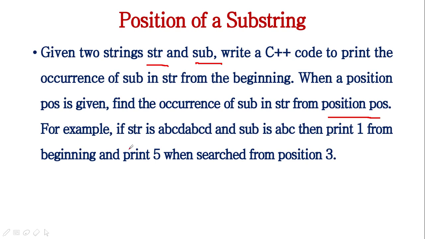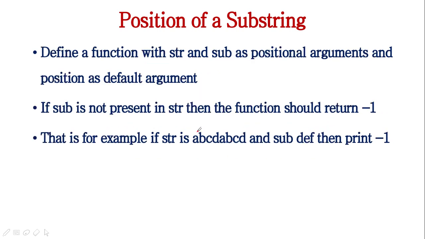So, for example, if str is ABCDABCD and sub is ABC, you are going to search for ABC in ABCDABCD. When you are not given a position, you have to search from the beginning of the string str. So your code should print 1. Here we are going to follow human indexing, so the first character is at index 1. And if you are going to search from position 3, this is what position 3 is. If I search from here, the first occurrence is at 5, so the code should return 5.